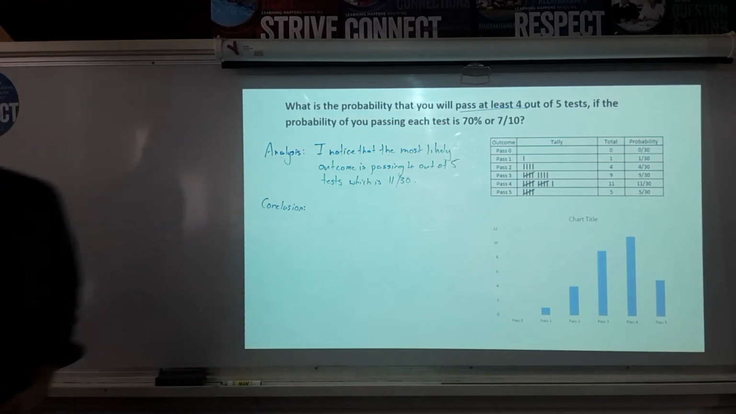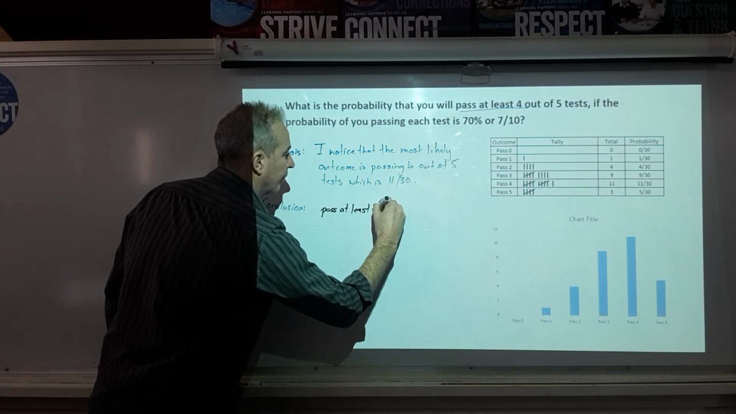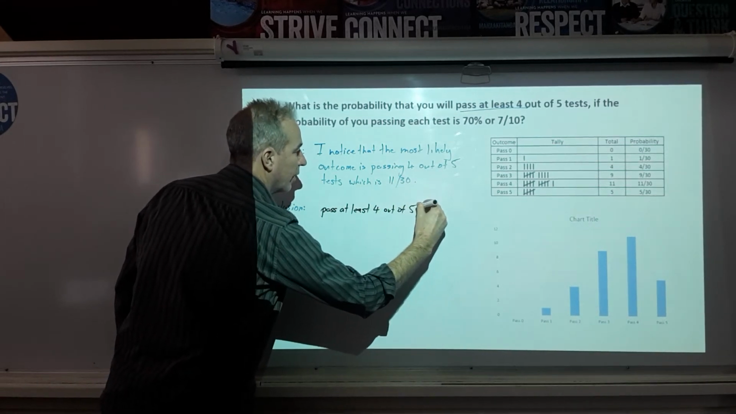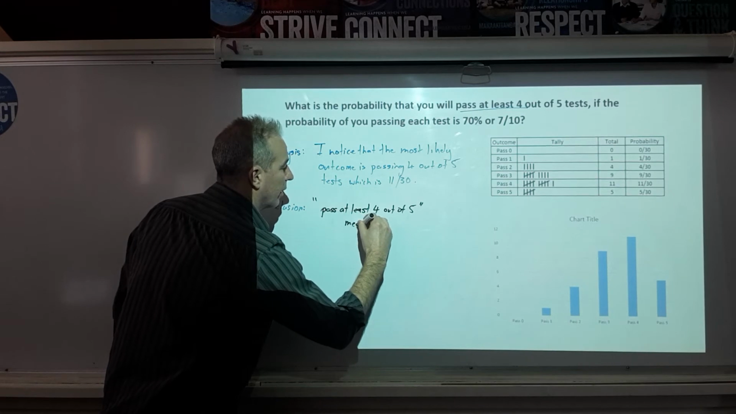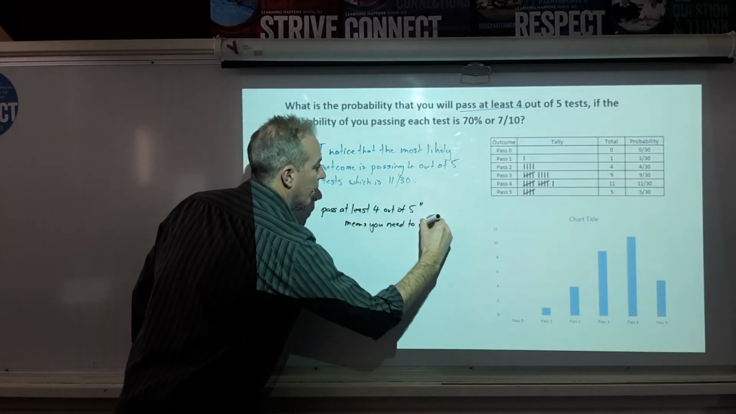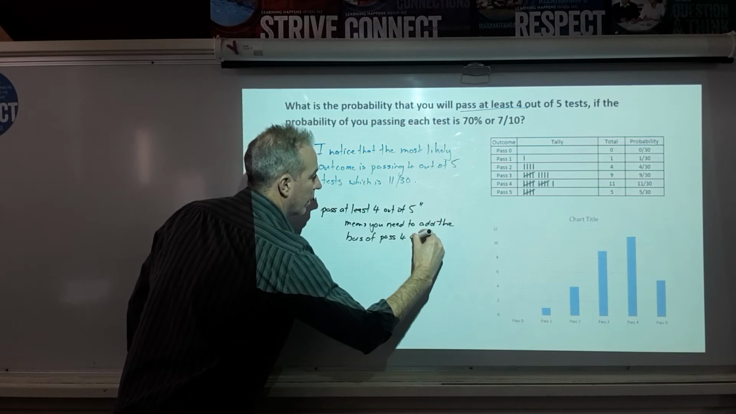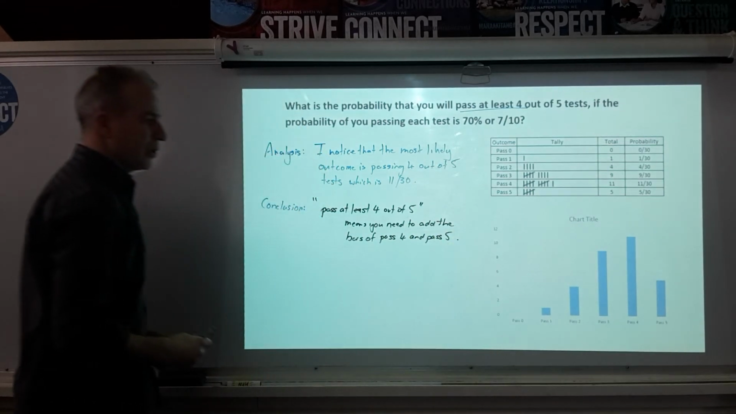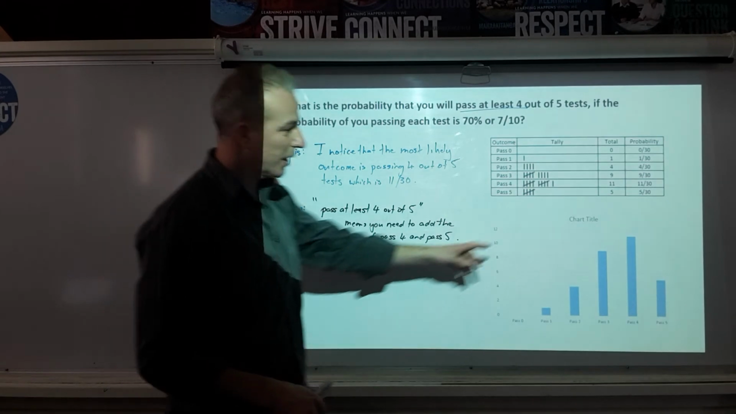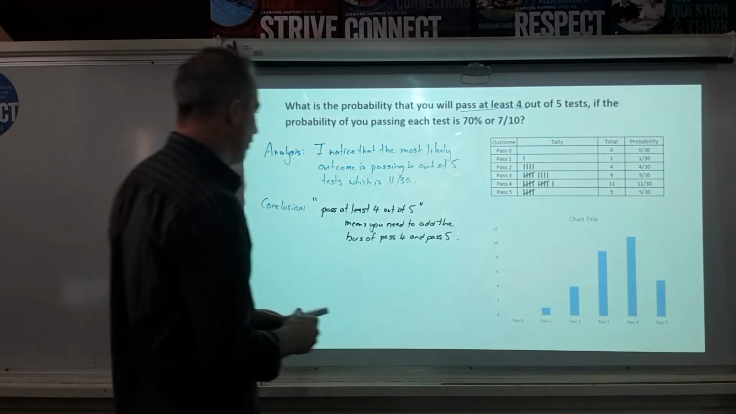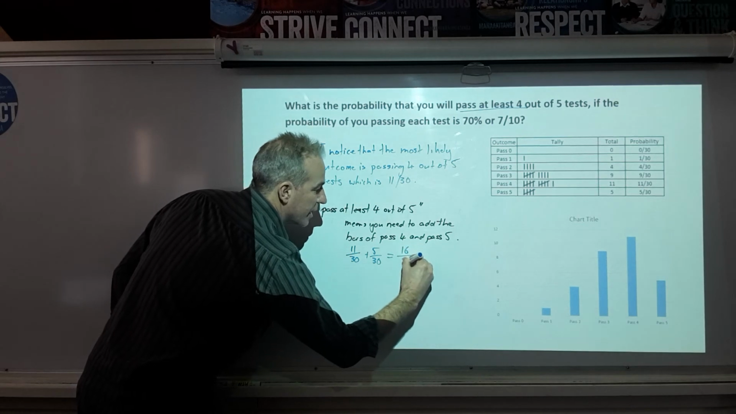So, I'll write that down. Pass at least 4 out of 5. That means you've got to include pass 4 and pass 5. So as long as you count pass 4 and pass 5 and you add them together, then that will give you an answer. So in this particular case, they come in here, 11 out of 30 and 5 out of 30. So this is 11 out of 30 plus 5 out of 30, which means 16 out of 30.